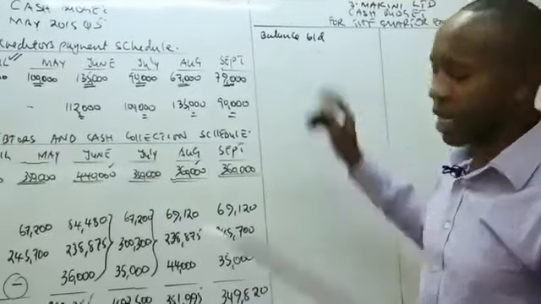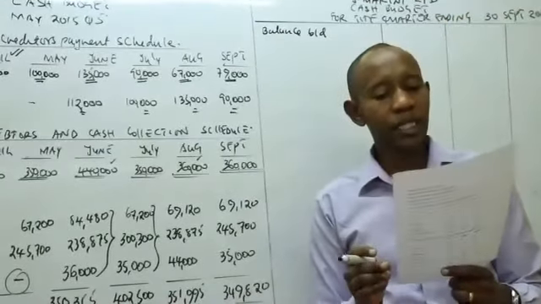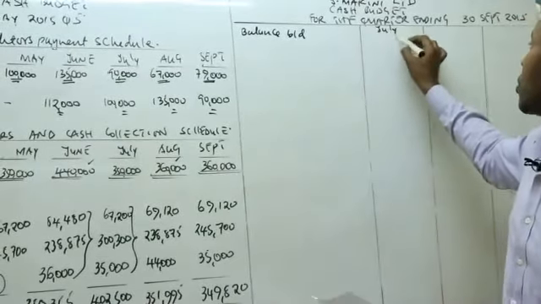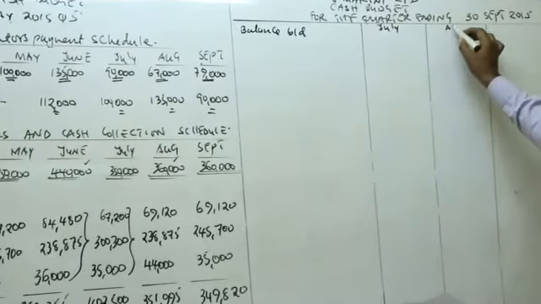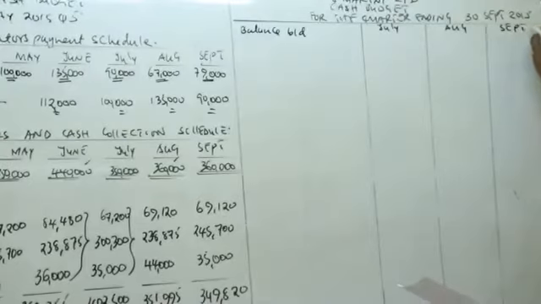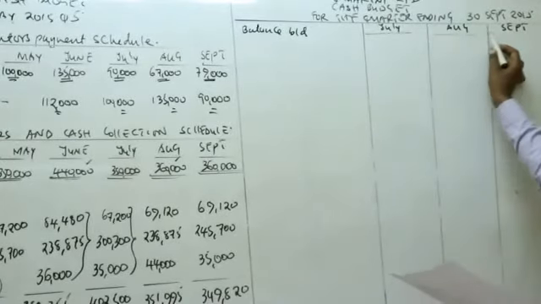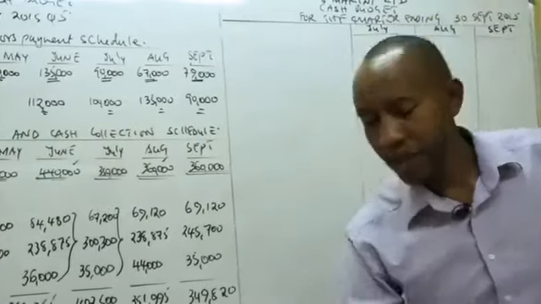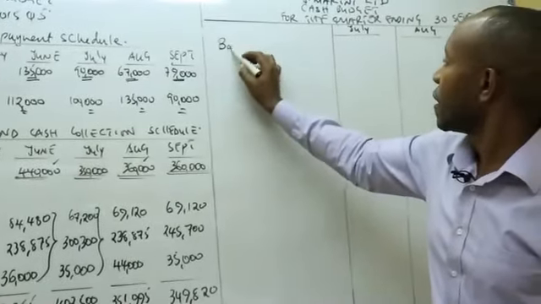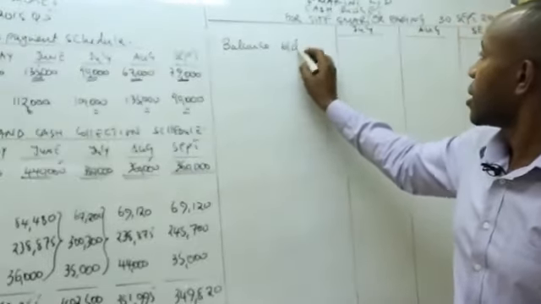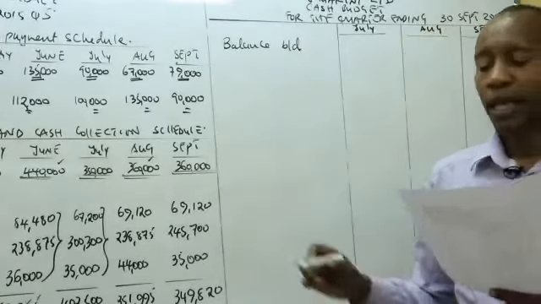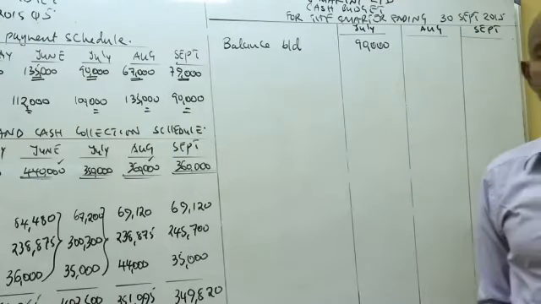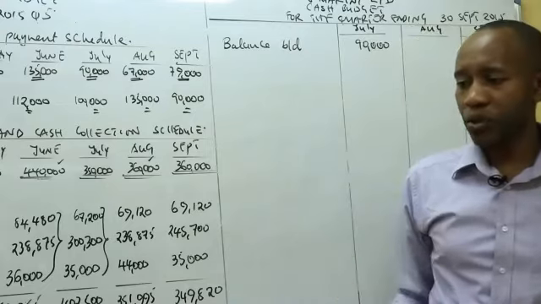So we have the balance brought down, and the balance brought down, we are told as at 1st July is 90,000. So this is July, this is August, and this is September. So balance brought down, and that is 90,000. For August and September, we'll continue to derive them as we proceed.